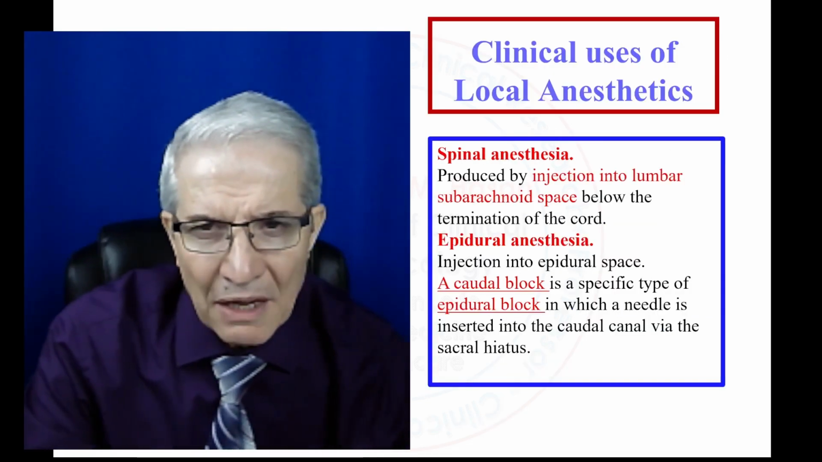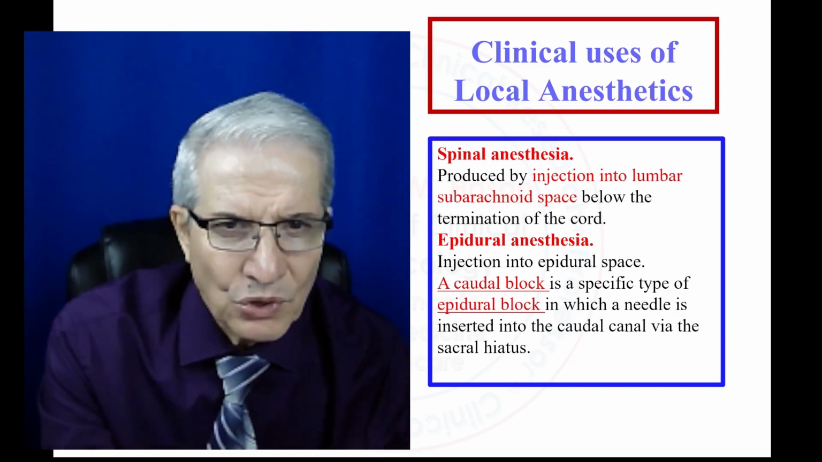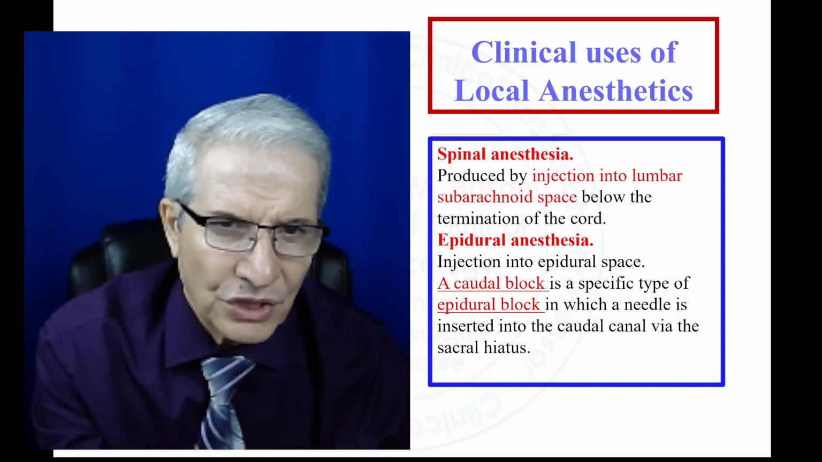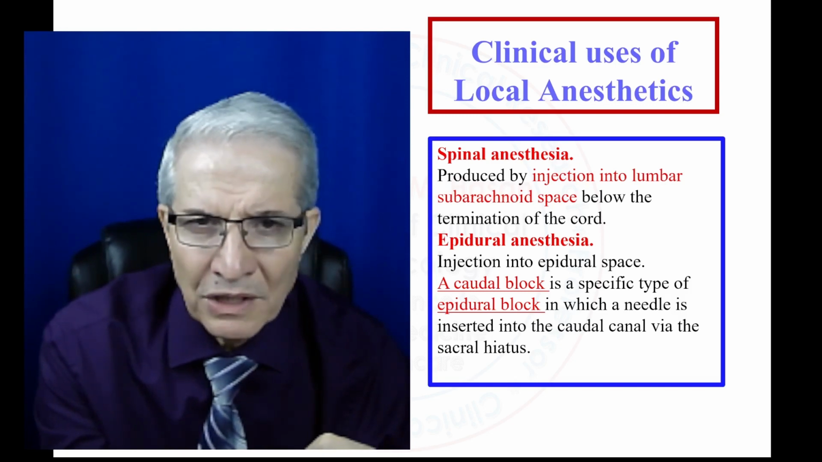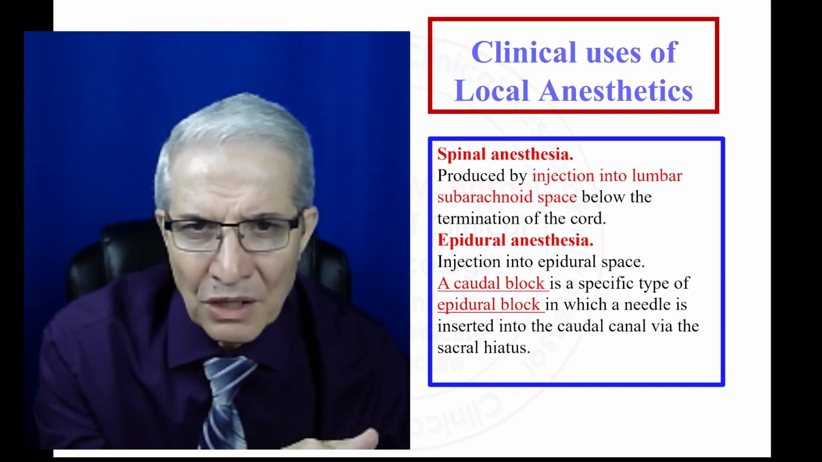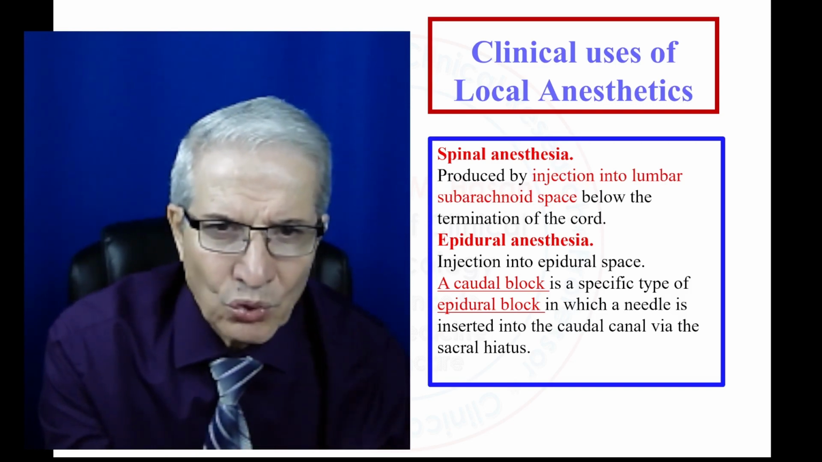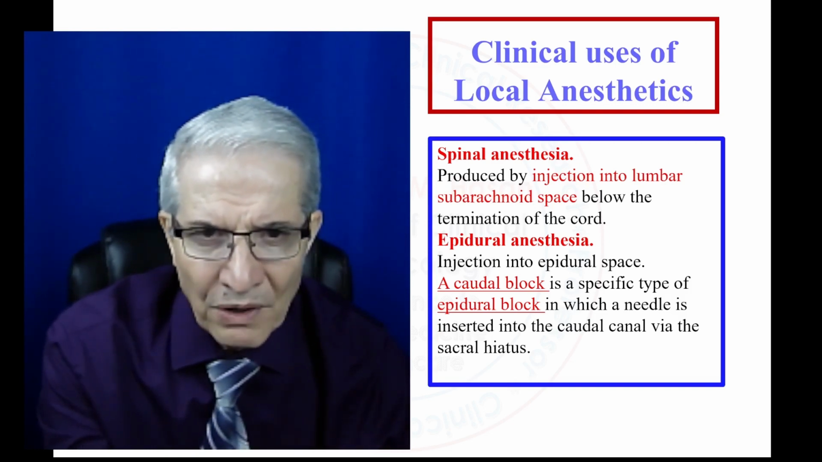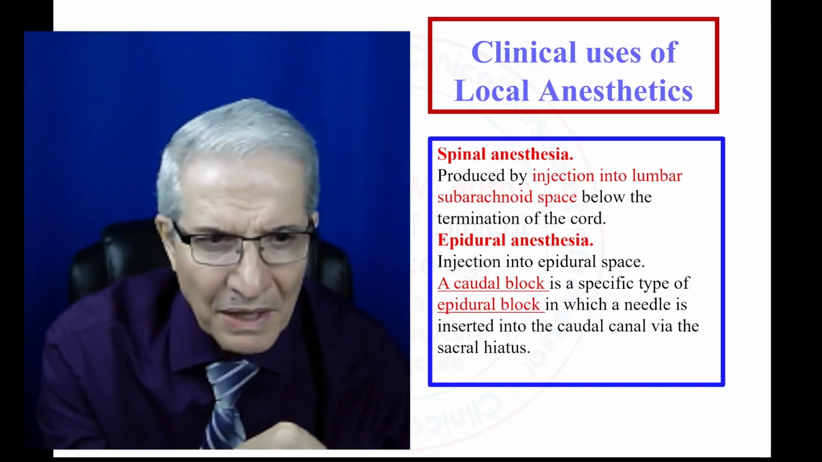Okay, next we have some explanation of spinal anesthesia. This produces anesthesia through the injection of local anesthetic into the lumbar subarachnoid space below the termination of the spinal cord. Then we have epidural anesthesia. We use these two types for some types of surgery, such as minor surgery or maybe delivering a baby without pain.